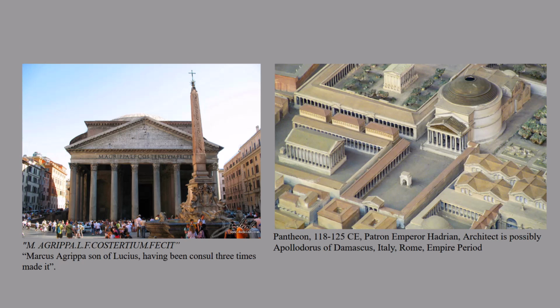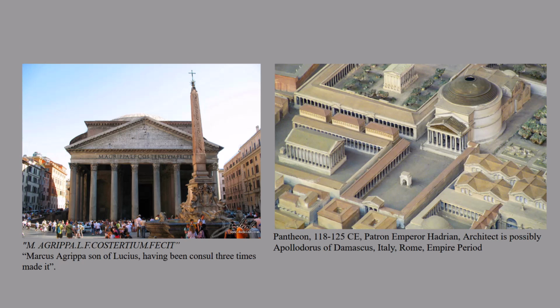So this is what it would have looked like originally, and I won't go too much into the history. You can look it up in the text or go to the other class. But originally it was built for or by Marcus Agrippa. It says on the exterior, Agrippa Coster Fecit, which basically means Marcus Agrippa made this. I've got the quote there for you.